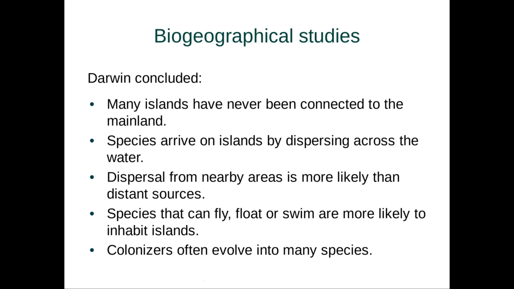So again, think about a species dispersing from Boston to the Boston Harbor Islands is much more likely than a species dispersing from California all the way to Hawaii, right? So the closer you are, the more likely you are to disperse to an island. Species that can fly, float, or swim are actually more likely to inhabit islands. So birds and other things that can swim really well or float really well are really likely to be found on islands. And once they do colonize, they evolve into many species.